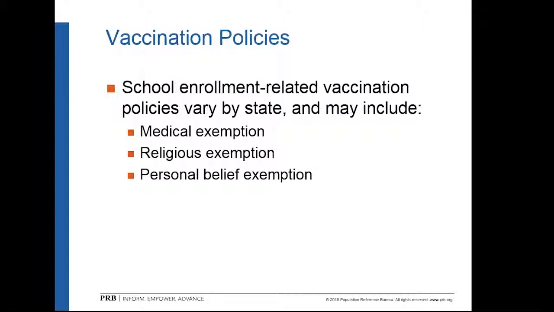Some states may require 4 doses of DTP, some require 5, some may require varicella vaccination, some may not. In addition to differences in the recommended schedule of vaccinations, states have differences in what types of exemptions they allow to those school enrollment policies.